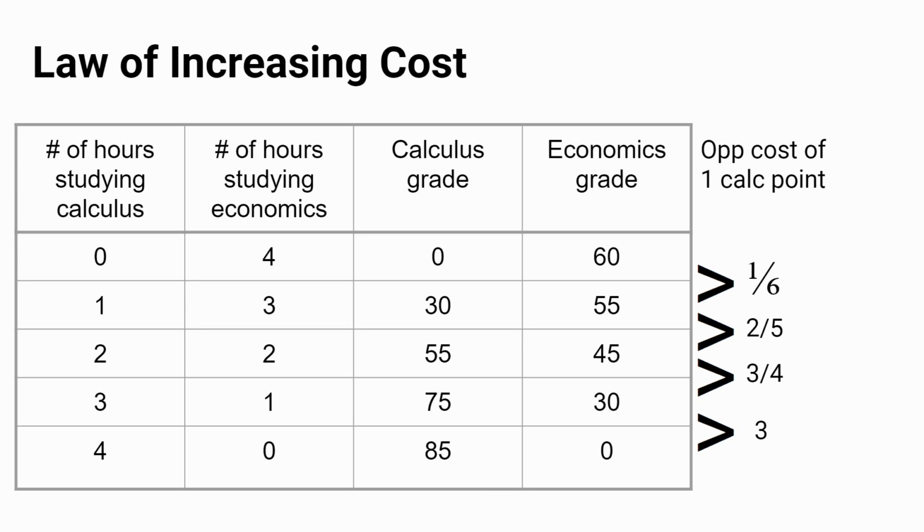If we increase the number of hours studying calculus from 2 to 3, our calculus grade would go up now by 20, economics would fall by 15. So the cost of those 20 calculus points is 15 economics points. So the cost of each of them is 1/20th of 15, or 15/20ths, or 3/4. If we shift 1 more hour to studying calculus, we gain 10 points in calculus at a cost of 30 economics points, and the cost of each one of those 10 points would be 1/10 of 30, or 3.